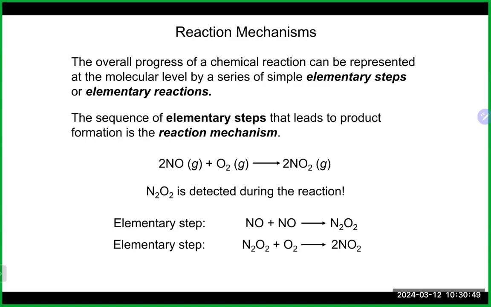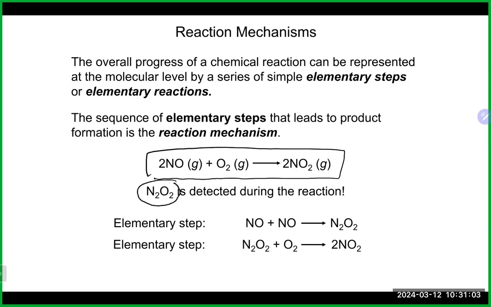So, for example, if we look at this reaction here, we have 2NO plus O2 goes to 2NO2. But during this process, N2O2 is detected. Although we do not see N2O2 in the overall reaction, it is detected as the reaction is taking place. That means that it has to be made early on in the reaction and then get used up by the time the reaction's over with.